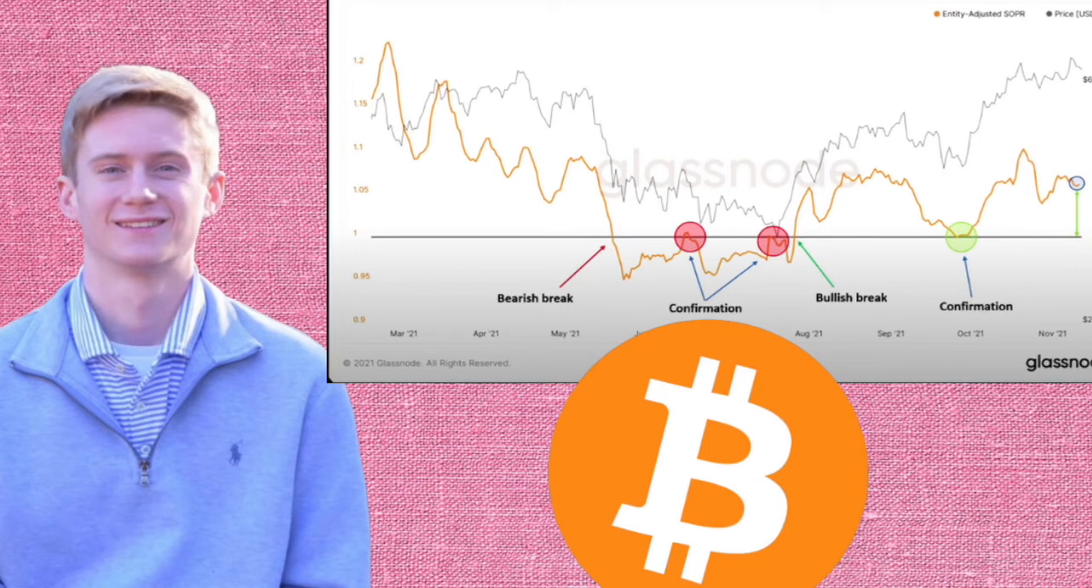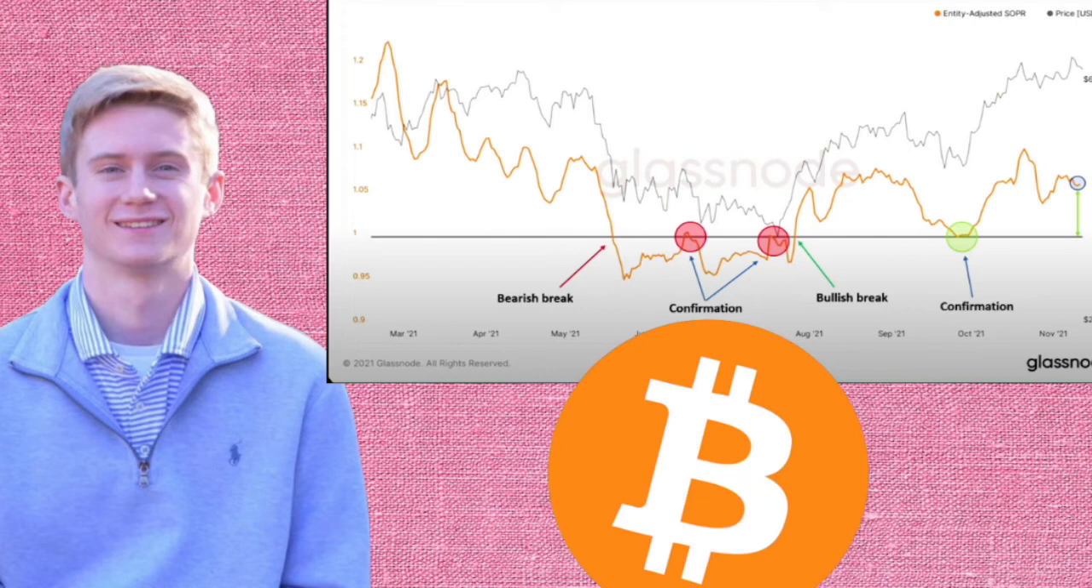And as we get further into the bull run, I would be looking for another bearish divergence, as you can see we had on the left-hand side of the chart, in the March, April kind of timeframe. So.